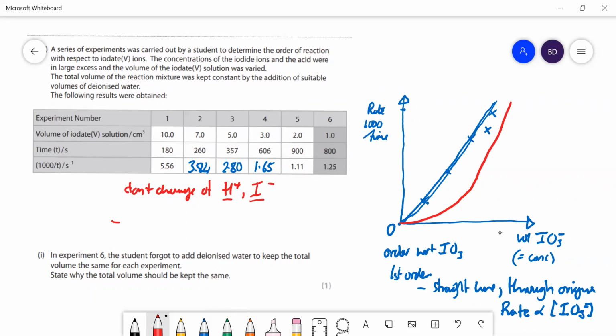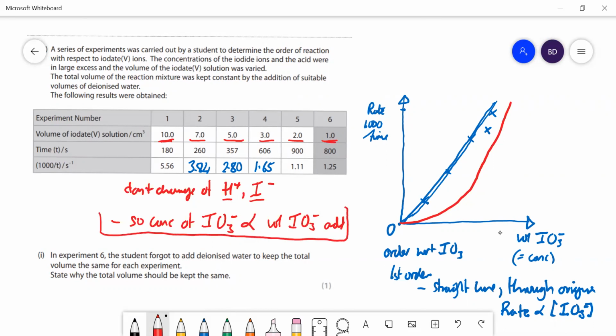So the other reason, which I think is probably it if it's a 1 marker, is to say that the concentration of iodate is directly proportional to the volume of iodate solution that you add. So here we add 10, 7, and that means you don't have to work out the real concentration. You can just plot 10 is proportional to the iodate concentration there, 1 is proportional to it. So I would go for that reason if it was a 1 marker, that's the best reason. But usually it's also so you don't change the concentration of the other reactants. You add water to keep them the same.